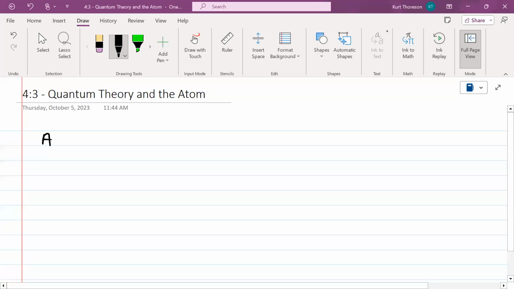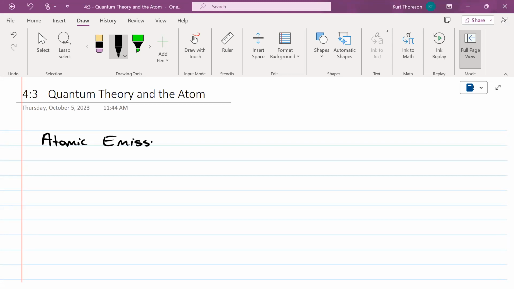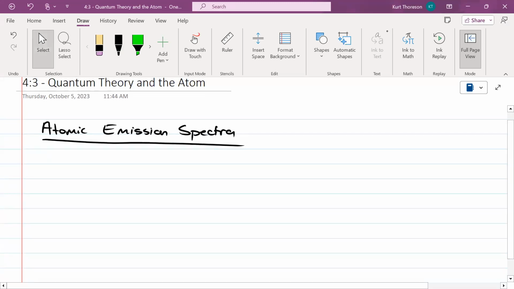Okay, we have unit 4, lesson 3, quantum theory and the atom. We're beginning with the atomic emission spectra. And I hope this is not going to be a totally foreign concept because I kind of taught it earlier today. Every element that we know of gives off a certain frequency of light. Everything. That's how we can tell what one element is versus another, because of the light that it gives off.